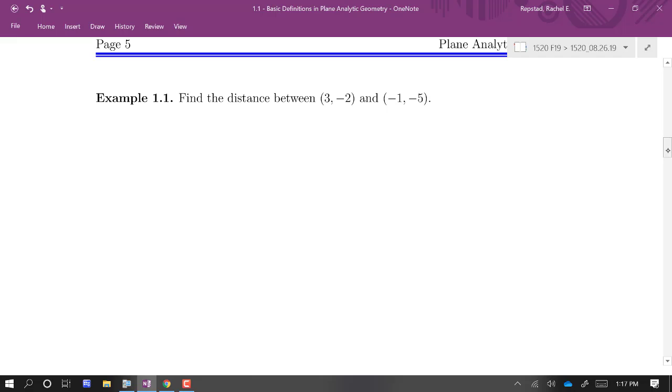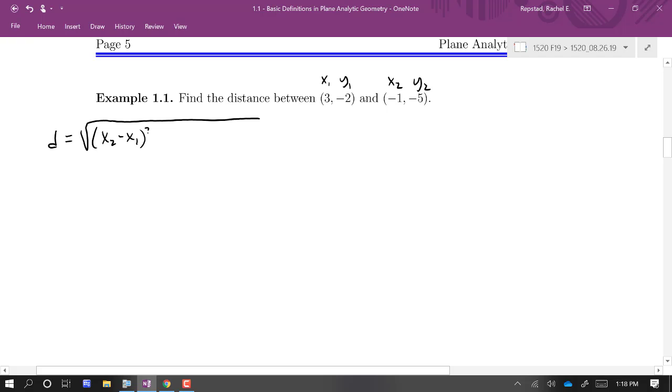I'll try that. All right, so let's do an example. Let's find the distance between these 2 points. I'm going to start off by just calling one of these my x1, y1, and one of them my x2, y2. It really doesn't matter which one you pick, as long as you're consistent. I'm going to just write out the formula. And then I just plug some stuff in. So let's see. (-1 minus 3) squared plus (-5 plus 2) squared. Plus 2 because we're subtracting that -2.